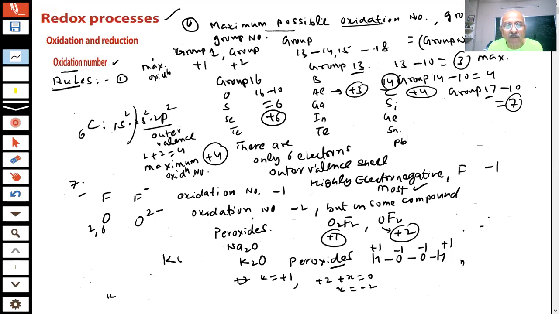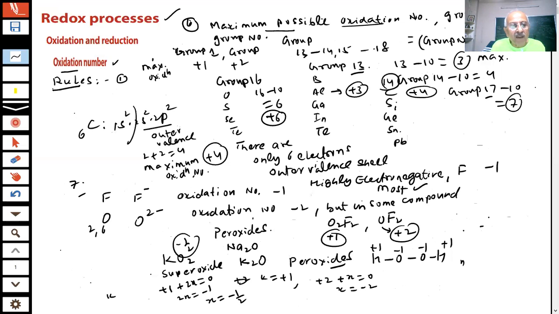But if I have in this compound KO2, potassium superoxide. This is a superoxide. Potassium is +1. Then oxygen, there are two oxygens, +2x = 0. So what is the value of x? -1/2. Here the oxidation number of oxygen is -1/2. See, there are certain exceptions which we have to learn.